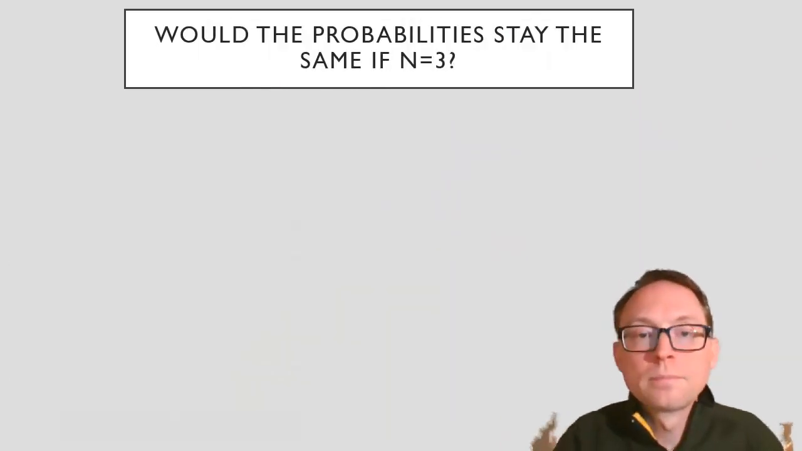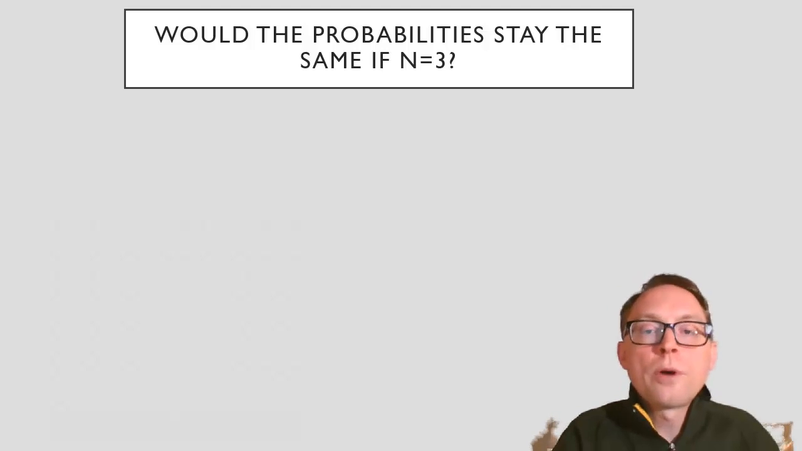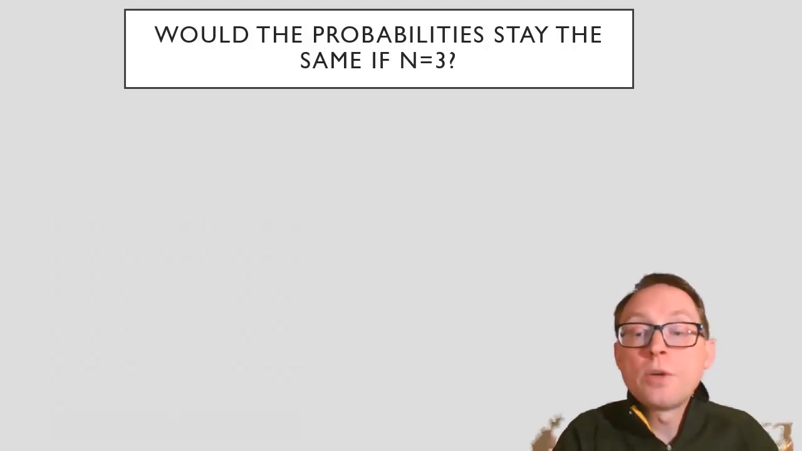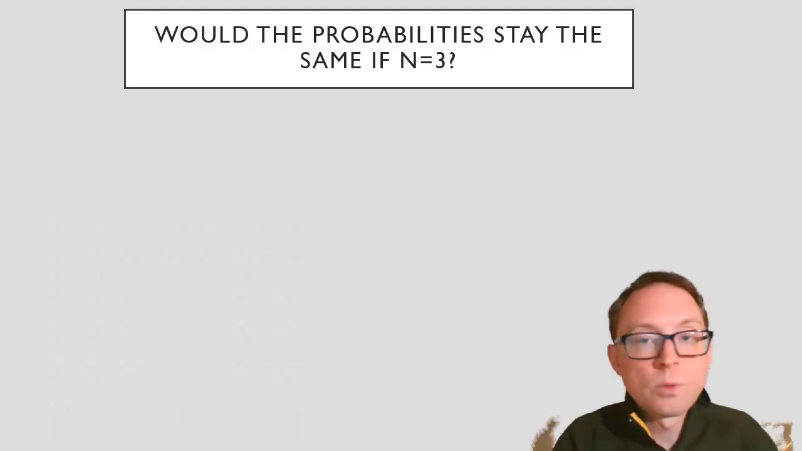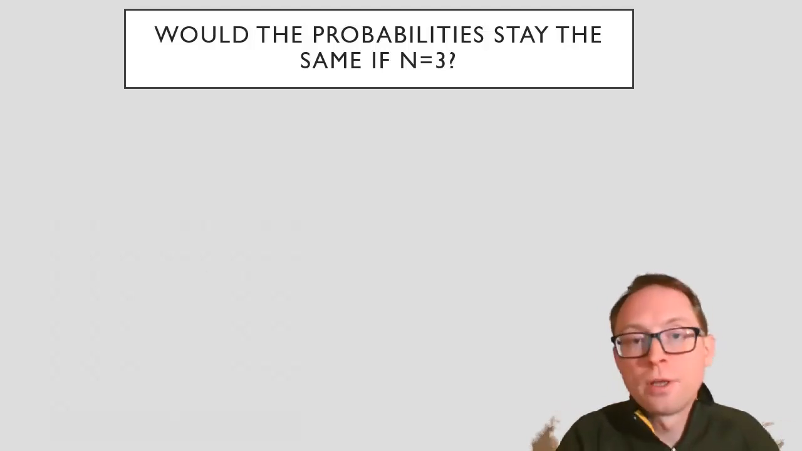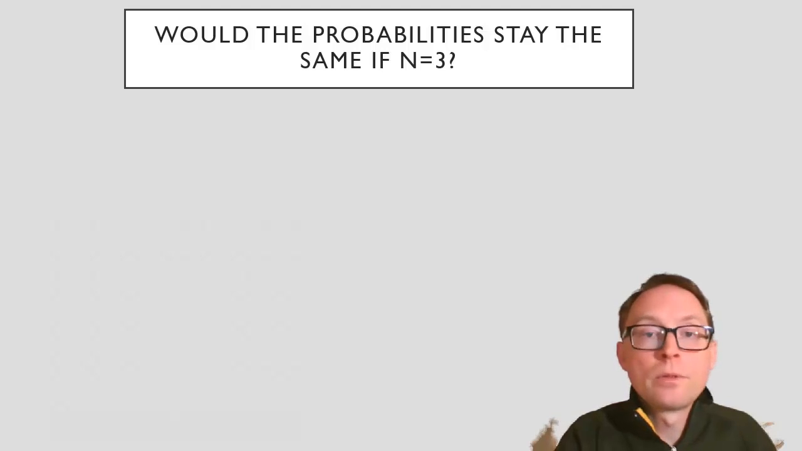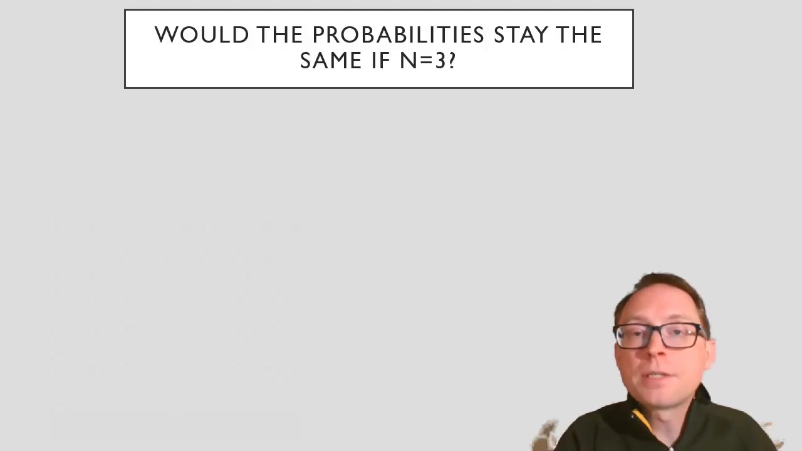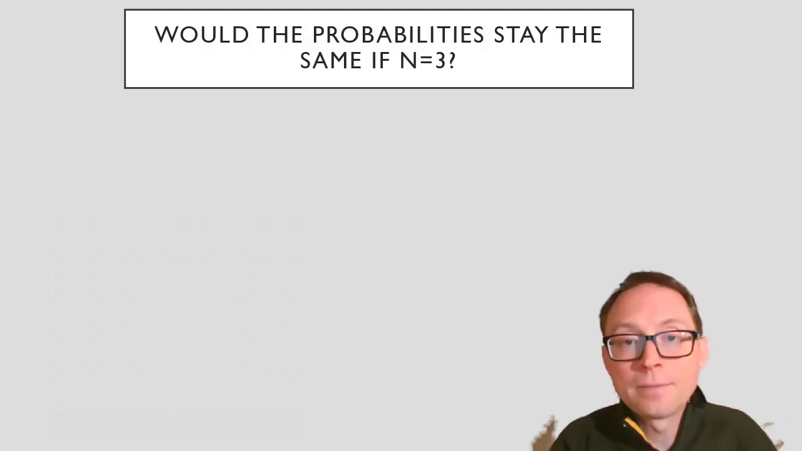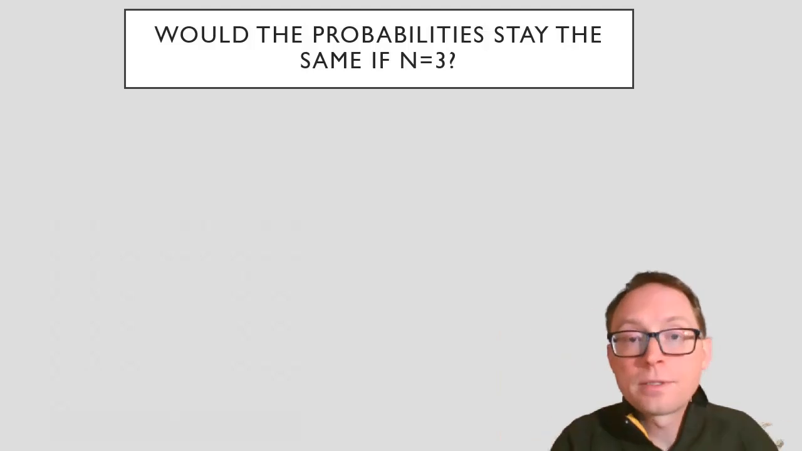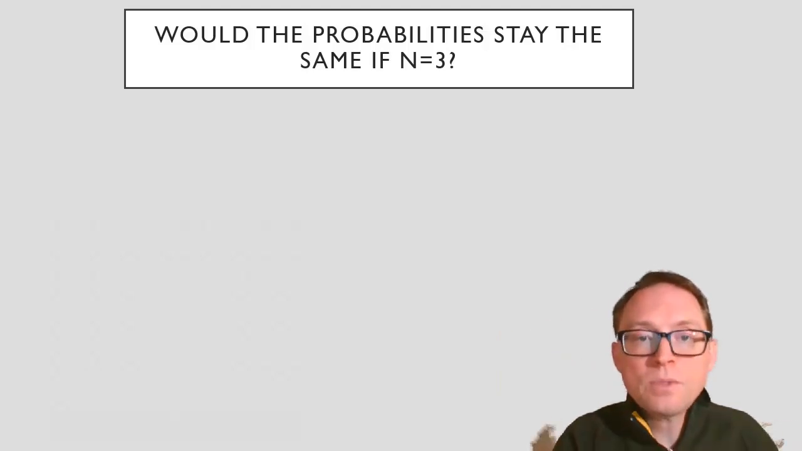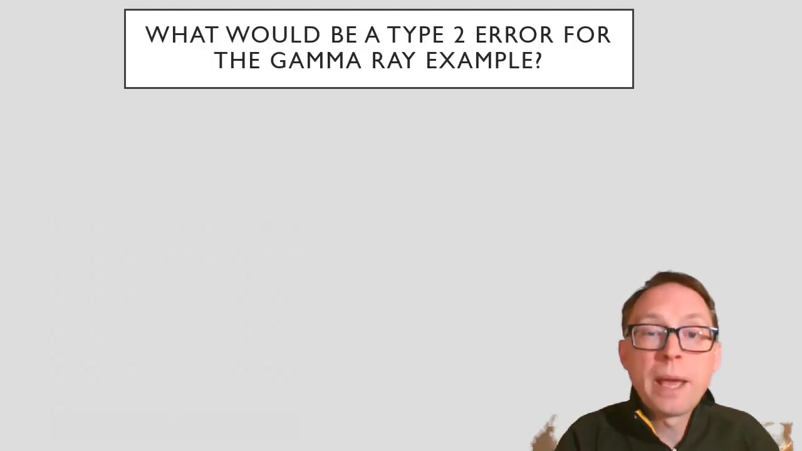Would the probabilities stay the same if n equals 3? No. The probabilities would change. The bigger the sample, there's a change in probabilities. So that means that a sampling distribution is only the probabilities when you have that exact n. That's why in the binomial table, you see different probabilities for different n's. So the probabilities change based off of the number of people in the sample.